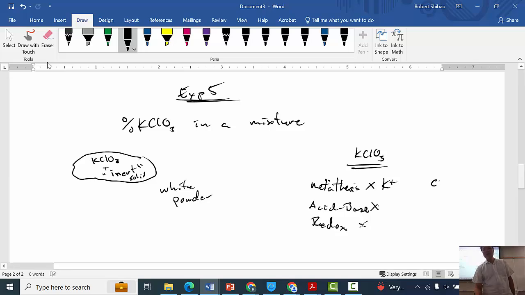Potassiums. How about chlorate? Does chlorate have any metathesis? No. Chlorates, acetates, and nitrates are all soluble. They don't form gases either. Acid-base, chlorates are the conjugate base of a strong acid. The conjugate base of a strong acid, those bases are so weak, they're not really even considered a base. It's like chloride. Chlorate's like chloride. How about redox? Is chlorate on our redox chart?